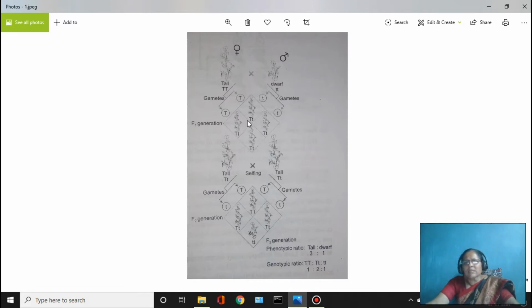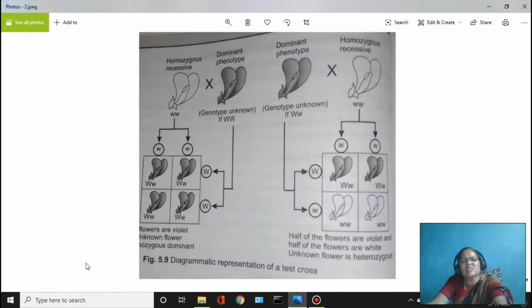Next, we have to see the test cross. There are two crosses, one is a test cross, another one is a back cross. Both of the crosses we do in genetic study. Test cross, in order to find out the genotype of the F1 hybrid, we cross this F1 hybrid, whose genotype is unknown, with the recessive parent.